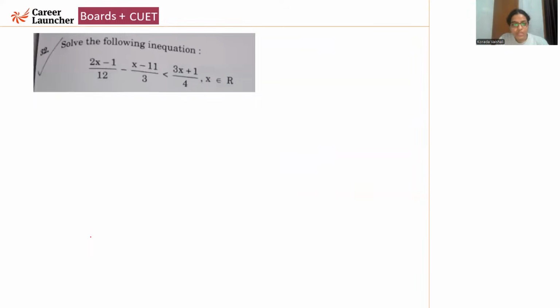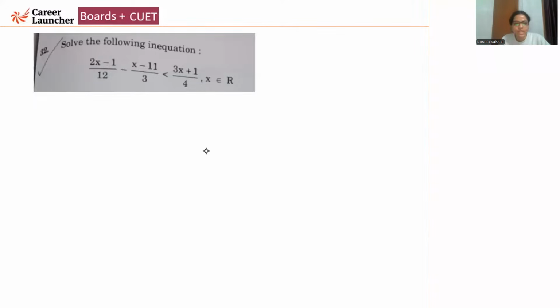So moving on to question number 32. In this question, you will have to solve the given inequality and then we will comment on the value of x. So in this question, as you can see, in the denominator only constant values are there, 12, 3 and 4. So सबसे easy तरीका है कि I can multiply the whole inequality with the LCM of all the three numbers. तो इसमें LCM क्या हो जाएगा 12.